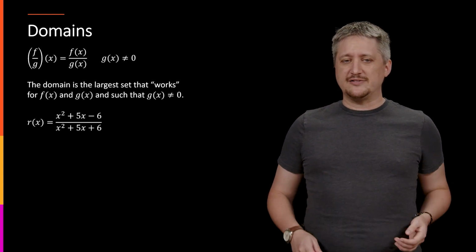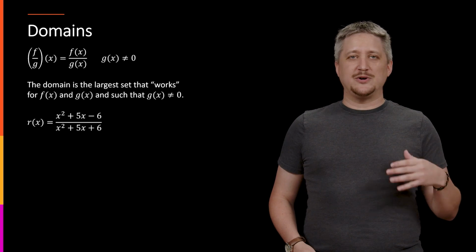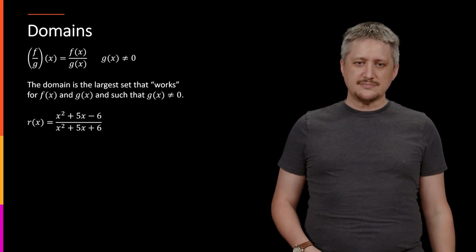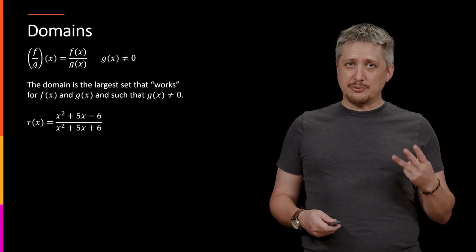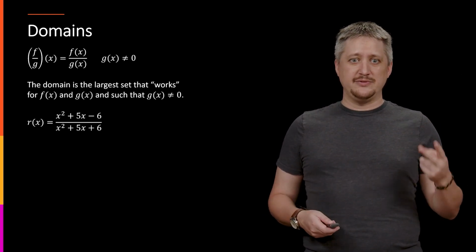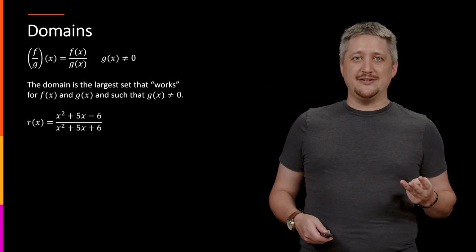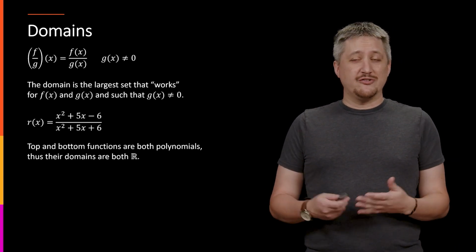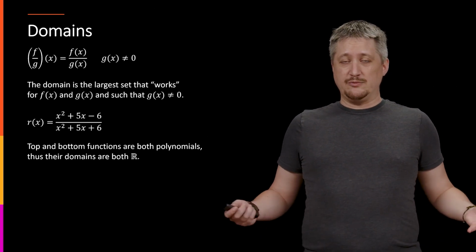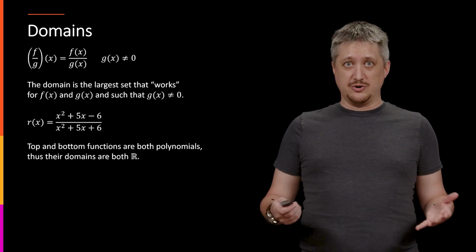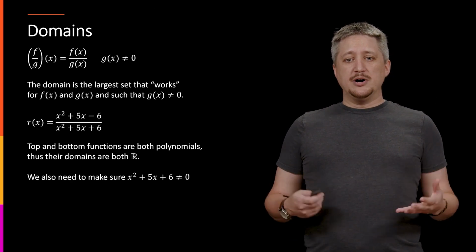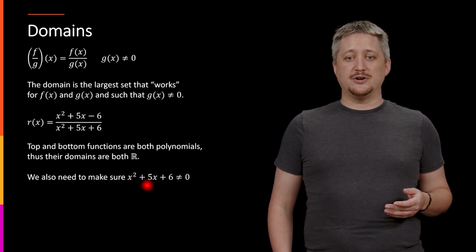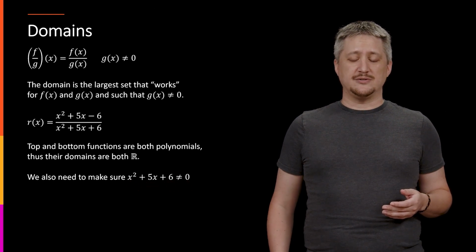Let's say we have r of x here, and we have that nice x squared plus 5x minus 6 over x squared plus 5x plus 6, right? Well, looking at this, we have our three things to check. The f of x, the top, the g of x, the bottom, and we don't want the bottom to be 0. Okay, well, the top and bottom functions, they're both polynomials, so they work for any real number. So we have no restriction to worry about there, right? But we also want to make sure the bottom isn't 0. So in particular, we want x squared plus 5x plus 6 not equal to 0.